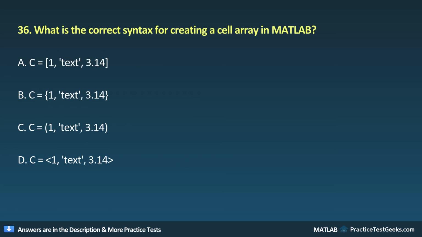36. What is the correct syntax for creating a cell array in MATLAB? A. C equals {1, 'text', 3.14}. B. C equals [1, 'text', 3.14]. C. C equals (1, 'text', 3.14). D. C equals 1, 'text', 3.14.